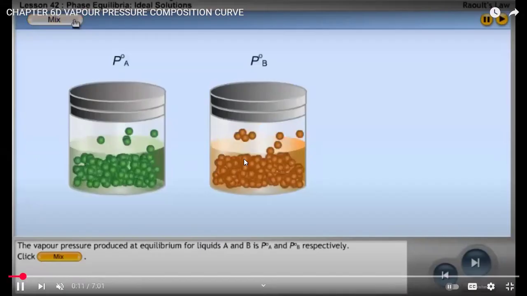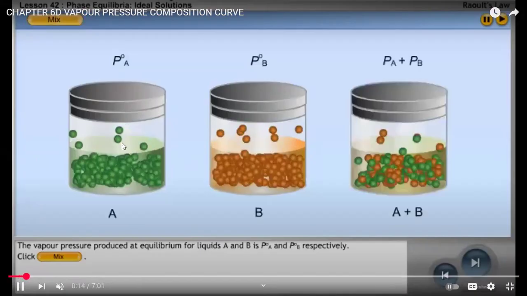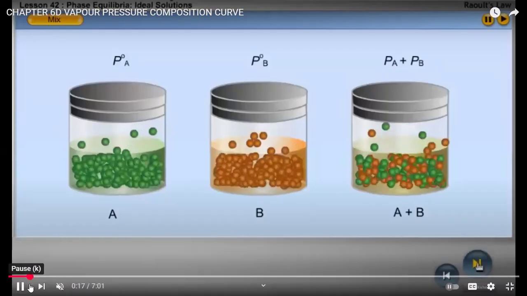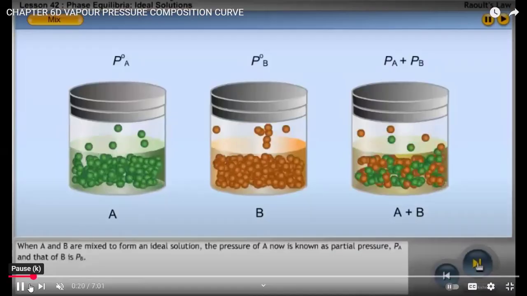So as you can see here, you have a container with a substance A and a container here with a liquid B. And the molecules are escaping and becoming gas molecules above the surface of the liquid, and you have the liquid here. And the same thing is for liquid B here. Now, when you mix A and B, if you notice now, you are going to have a pressure that is exerted by particles A and one that is exerted by particles B. And so you will have a different kind of vapor pressure for the mixture itself. Okay, so that's what's really happening here.